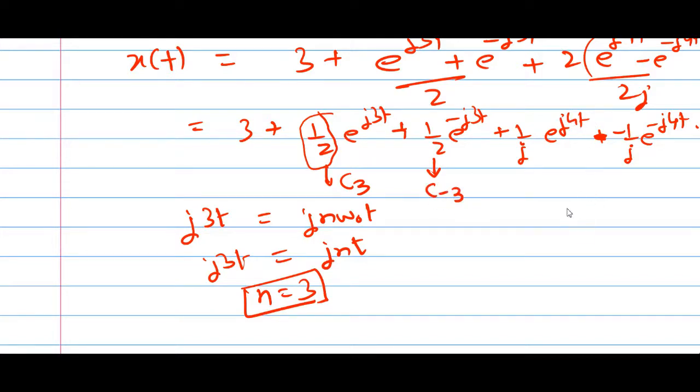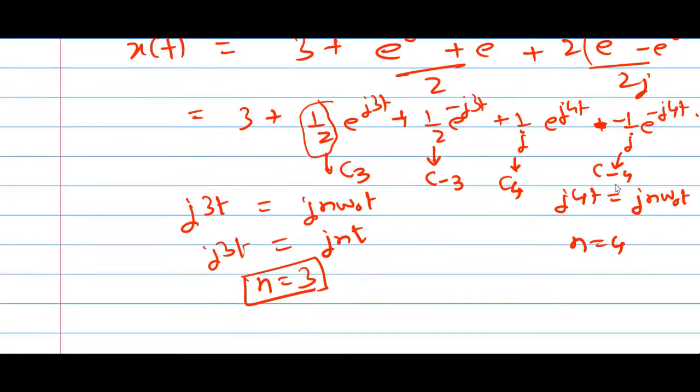Similarly, compare j4t with jnω0t. Omega naught is 1. T cancel, j cancel. So n value is 4. So this is nothing but C4. And this is minus e raised to minus j4t, that means this is C minus 4.